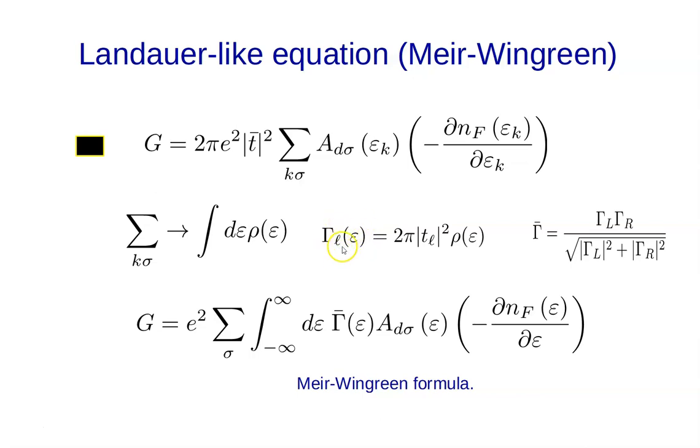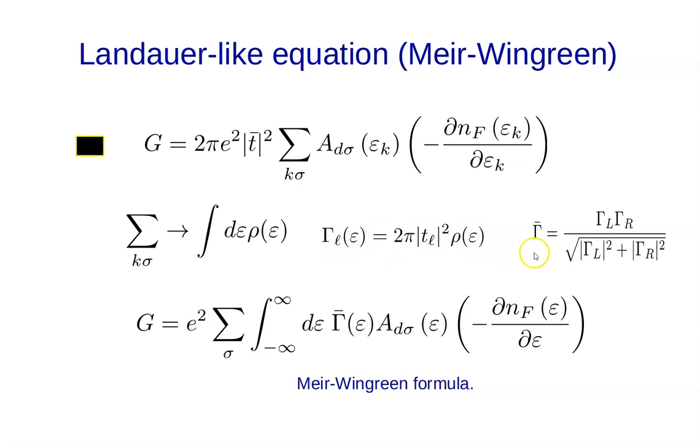function, this gamma function, which is 2 pi times the absolute value of the coupling, either t_L or t_R, squared times the density of states in the leads. Here I'm assuming that the density of states in both leads is the same. They're both metals with the same density of states. You can assume that they're different, but it's not going to change much, because everything that is important is what happens near the Fermi energy.